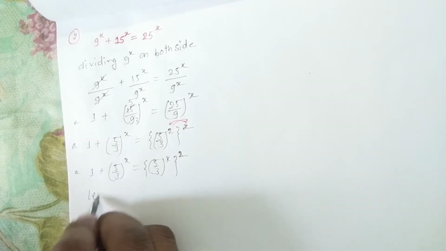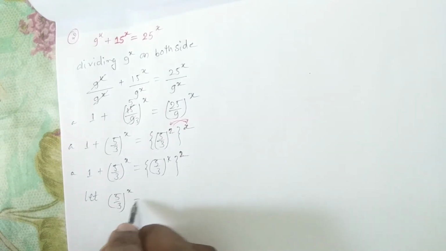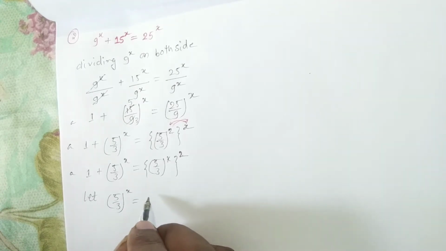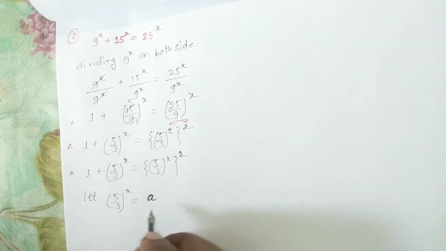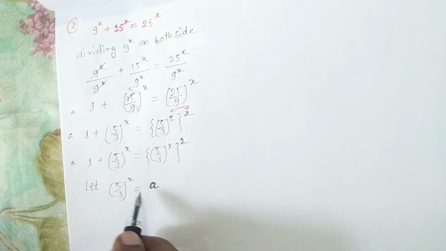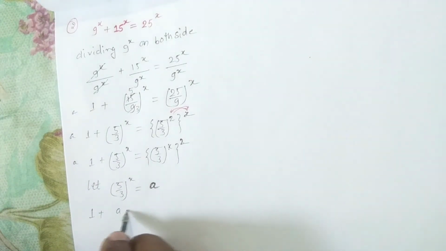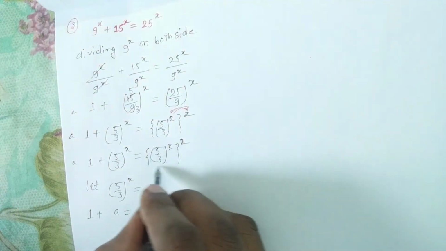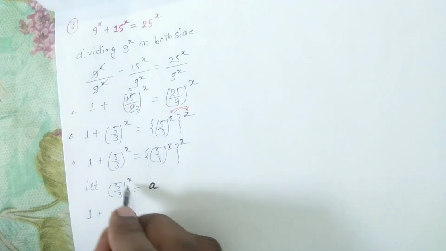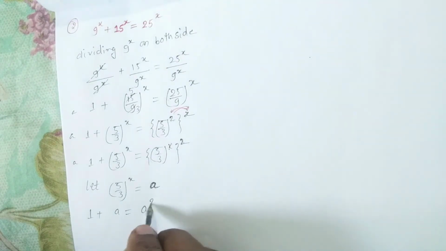Now we are going to let this 5 by 3 raised to power x be, suppose, a, small a. So if you let this 5 by 3 whole raised to power x as a, then this equation becomes 1 plus a is equal to, now this becomes a, as you can see we have let its value as a, so a and then its whole square is a square.